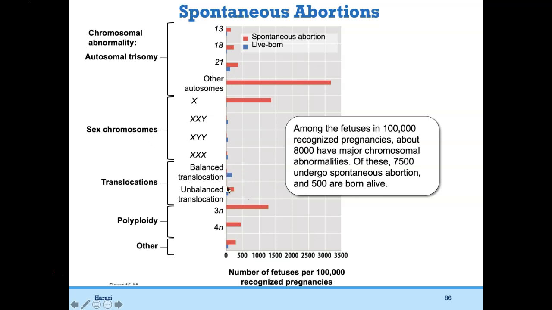translocations over here, again, a lot of them, there are not many fetuses born that can actually survive having a translocation. So out of 100,000 fetuses, 8,000 had chromosomal abnormalities. And out of those 8,000, only 500 were born alive. Right? So about 500 out of 8,000 were able to survive with the chromosomal abnormality, but 7,500 underwent spontaneous abortion.